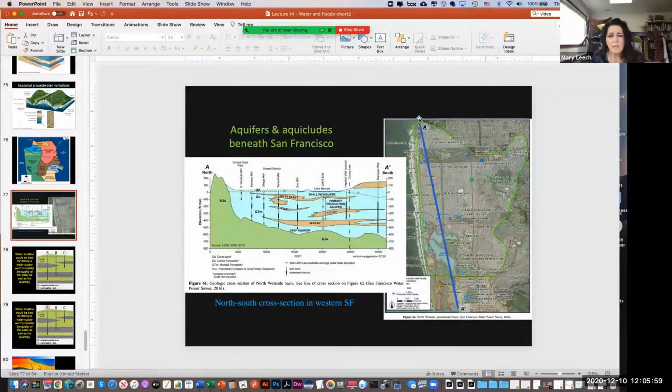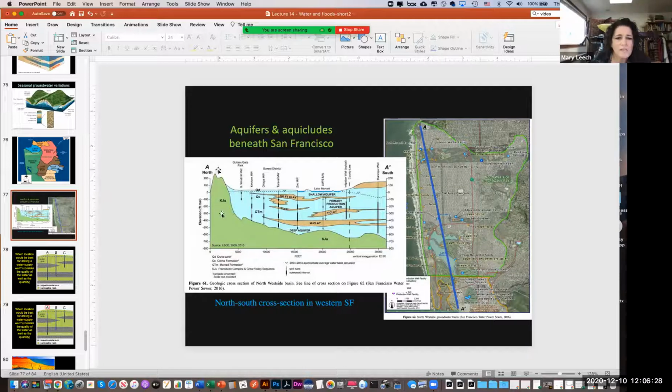Here is what it looks like. This is the groundwater basin outlined in green. And the blue line, AA prime, is a cross section through the ground. This kind of parallels Ocean Beach. There's Lake Merced and San Francisco State right there. That's why I chose this one.